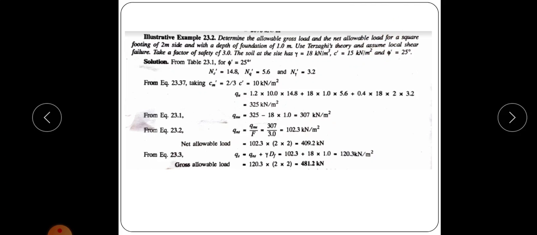Then it is also asked to calculate the allowable gross load. If we want to calculate the gross allowable load, qs is equal to qns plus gamma Df. We have to add the surcharge component, that is qns, here calculated as 120, plus gamma Df, that is qs. So for the gross allowable load, we multiply qs by the area. Here qs is 120, into area, since it is square, 2 by 2, that gives 481. Okay, so this is the procedure.